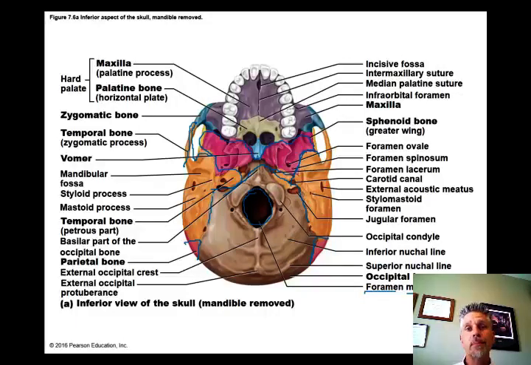Spinal cord, right? The spinal cord has to connect to the brain. You can also see some additional holes. This one is a rather large one. This one's called the jugular foramen. It's formed at the junction of the temporal bones and our occipital bones.